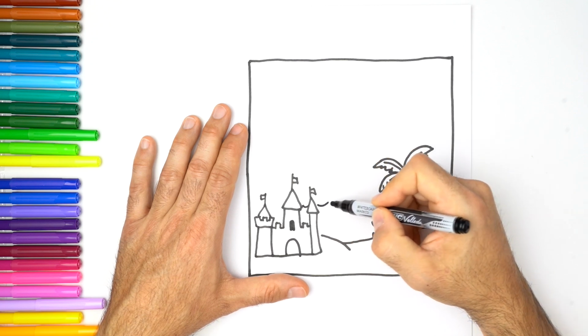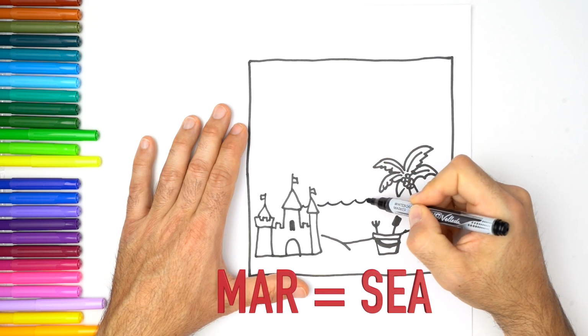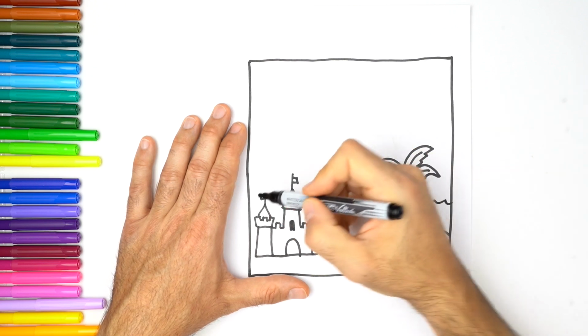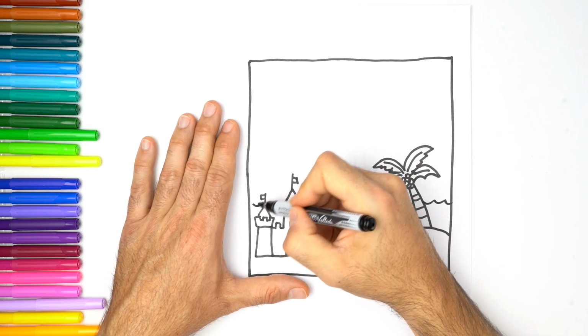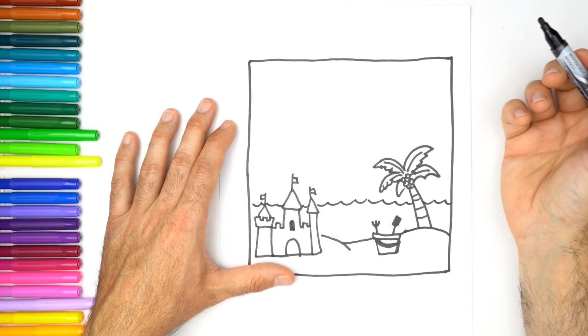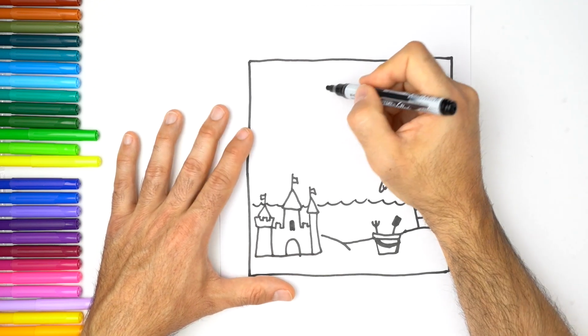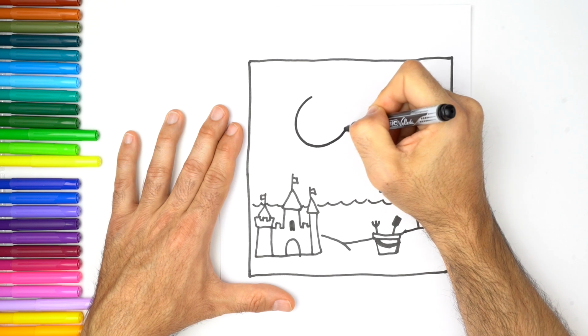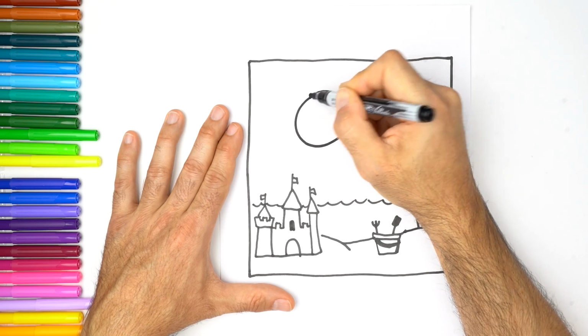We draw the sea. Sea in Spanish is mar. We draw the sun, that in Spanish is said sol.